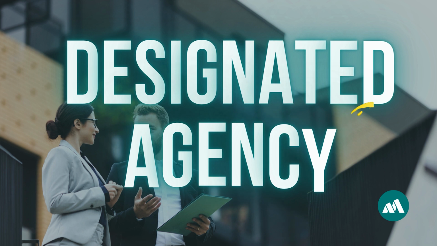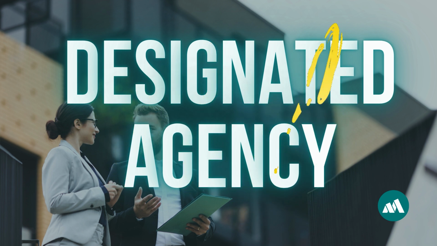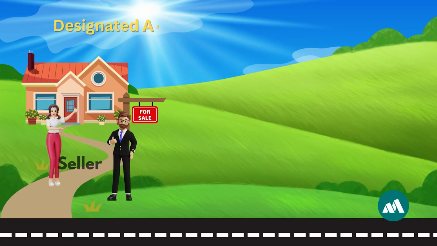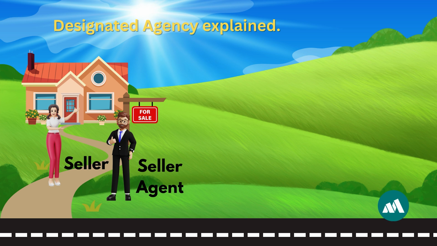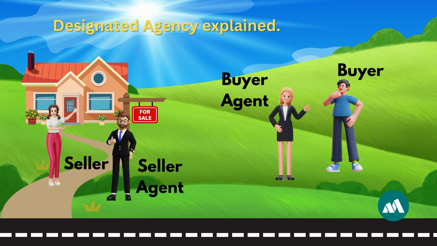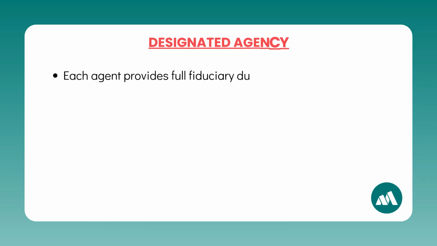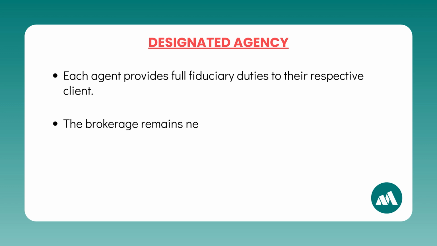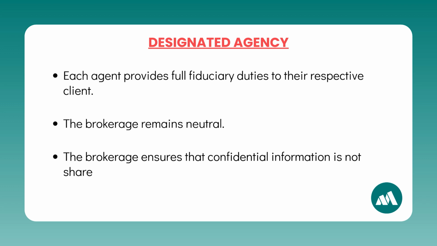And now let's talk about designated agency. This is a middle ground that helps avoid the conflicts of dual agency while allowing the brokerage to represent both parties in the same transaction. For designated agency to occur, the brokerage assigns one agent to represent the seller and a different agent to represent the buyer. Each agent provides full fiduciary duties to their respective client, just like in a single agency relationship. The brokerage itself remains neutral and ensures that confidential information is not shared between the two parties.